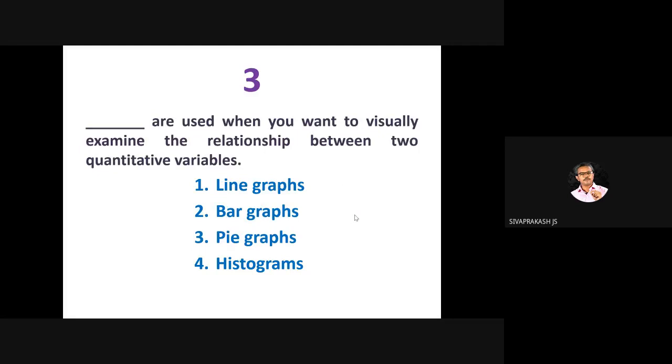Question number 3. Dash graphs are used when you want to visually examine the relationship between two quantitative variables. Line graph, bar graph, pie charts, histograms. Right. Shall we proceed to next?